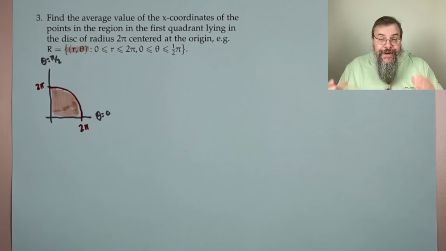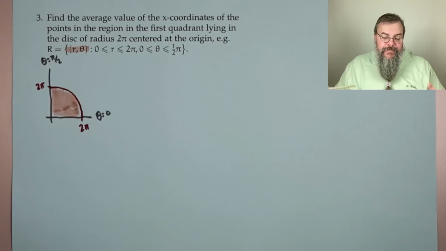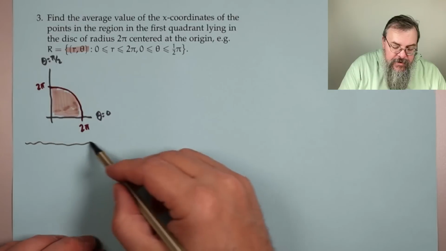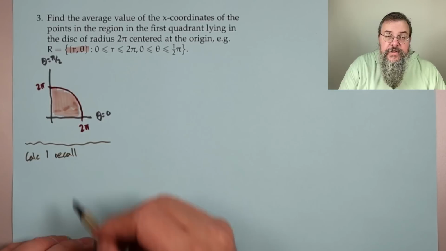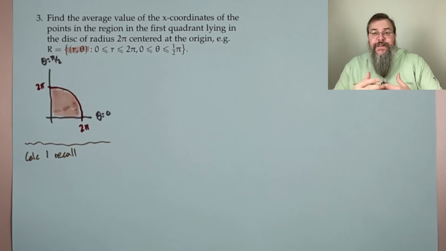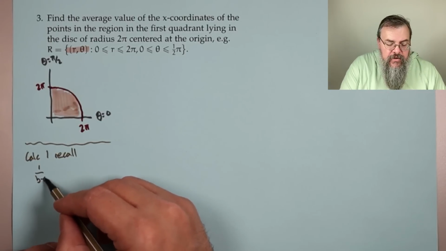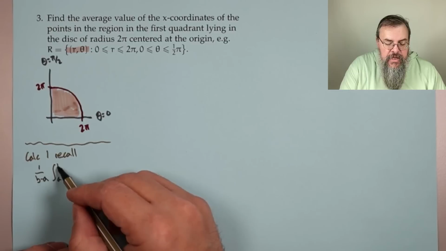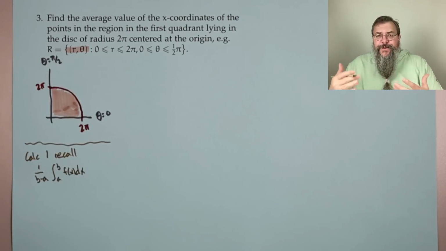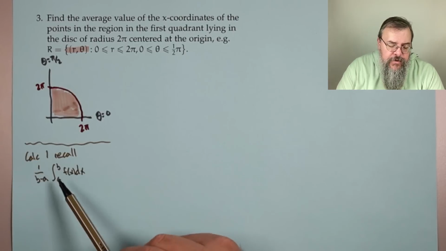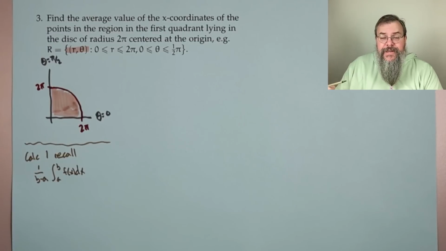Now, how do you find averages? Let's do a quick Calc 1 recall and say, all right, how do we go about finding averages? Well, when we talk about the average value of a function, we'd have 1 over b minus a integral a to b of f of x dx. And you say, okay, wait, what's going on? Well, what you're doing is you're adding up the values. So remember, that's what integration does. You add up the values.